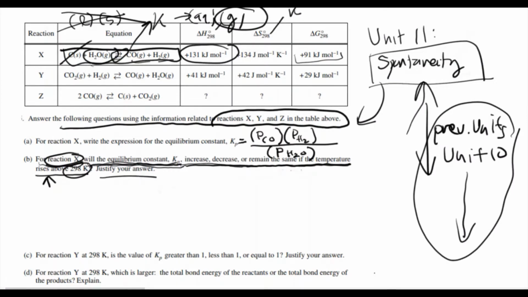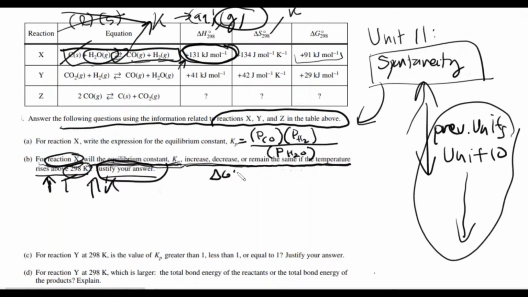Justify your answer. So we know from Unit 10, from a special formula that we learned, that an increase in temperature for an endothermic reaction, and we know it's endothermic because reaction X has a positive delta H, will increase K. But let's use the things we learned this unit to prove why, and that's how we will justify our answer.